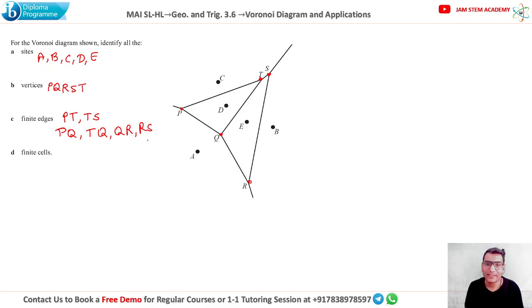Okay. Finite cells. What are the cells that are finite? So the cells containing sites D and E are the finite cells. Otherwise, A, B, C are infinite cells, right? Cells containing sites A, B, C are infinite. So for the finite cells, we have only D and E. Answer.